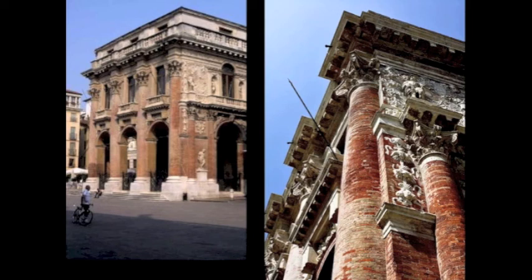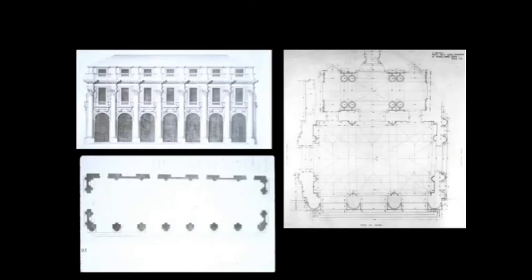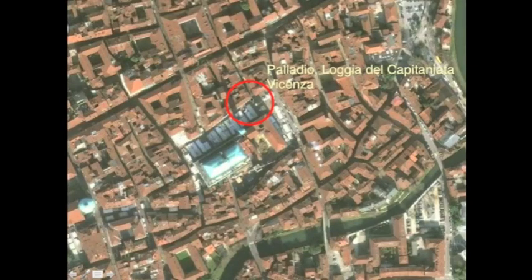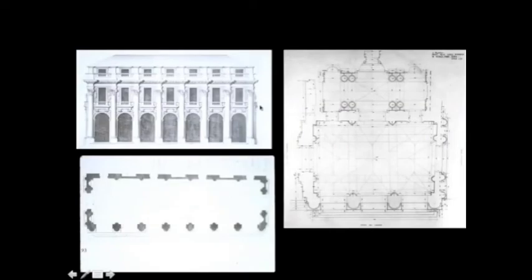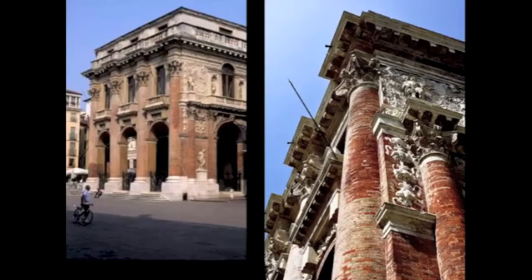Typical Palladio is deploying multiple scales, and he's realizing the fact that there are two different ways of seeing this thing. There's the big view from across the square, and there's the little view from right next to it. Or even, there's the big view from across the square, and there's the really little view from this tiny little street that it sits into. And so how does the building turn the corner when its condition is so different on either side of the corner? And how does the building deal with these different scales?